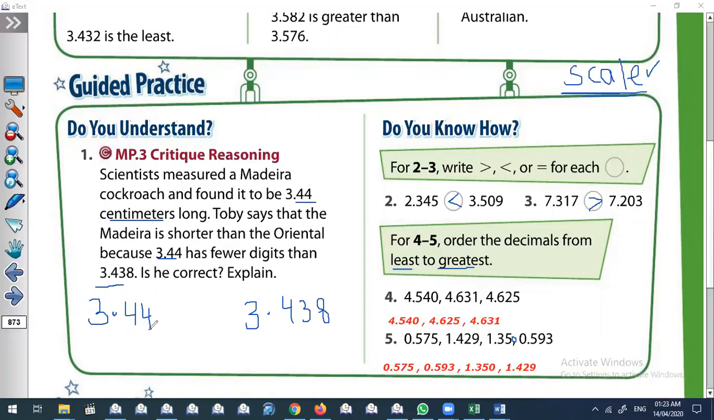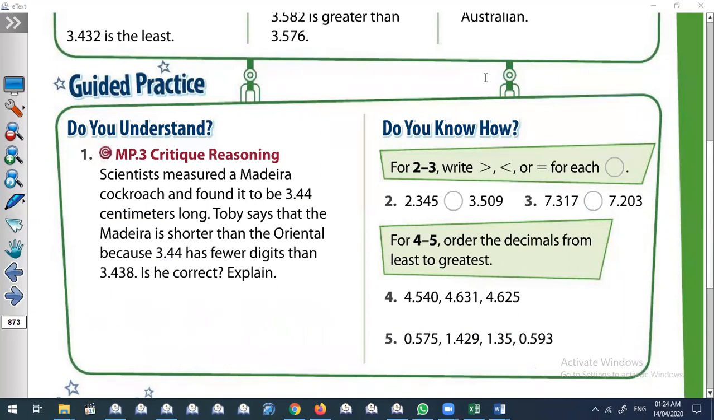So how many digits in the decimal here? Just 2. And how many digits in the decimal here? 1, 2, 3. So you have to put 0 here. Now let's compare 3.440 or 3.438. Yes, 440 is bigger. So Toby is wrong. He is wrong because the scale is very important.